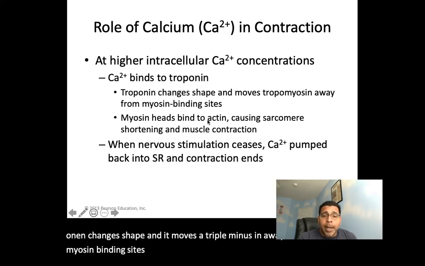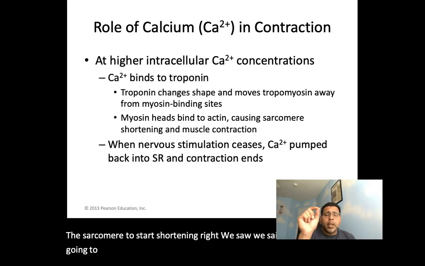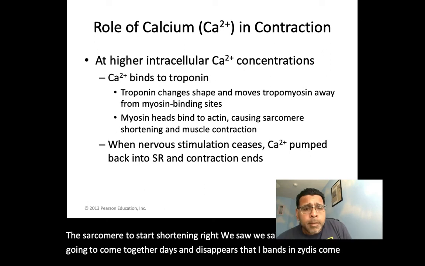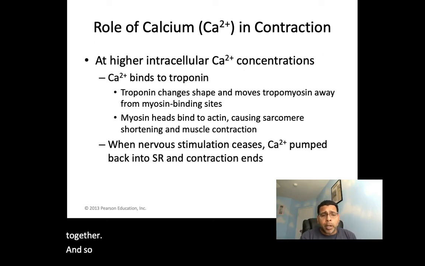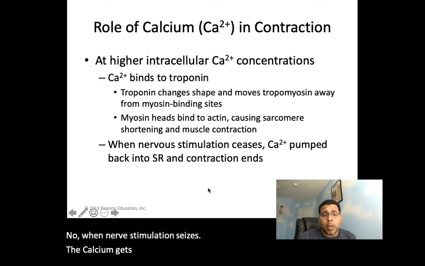Myosin heads bind to the actin, causing the sarcomere to start shortening, right? We said the H zones are going to come together. The H zone disappears, the I bands and the Z discs come together. And so you have basically shortening occurring. Now, when nerve stimulation ceases, the calcium gets pumped back into the sarcoplasmic reticulum and contraction is going to end.